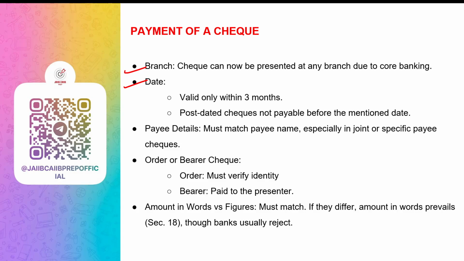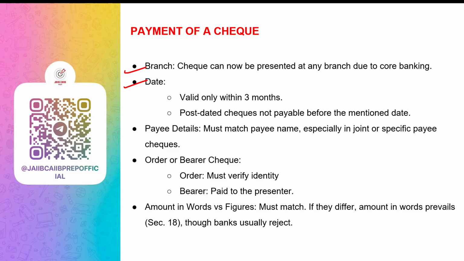Order or bearer check. Now the bank has to look into whether the check is an order check or a bearer check. An order check can only be paid to the person named on it or someone to whom they have endorsed it. The bank must check the identity of the person presenting it. If it is a bearer check, it can be paid to anyone who presents it at the counter. The bank usually takes the signature of the presenter on the back of the check as the receipt.